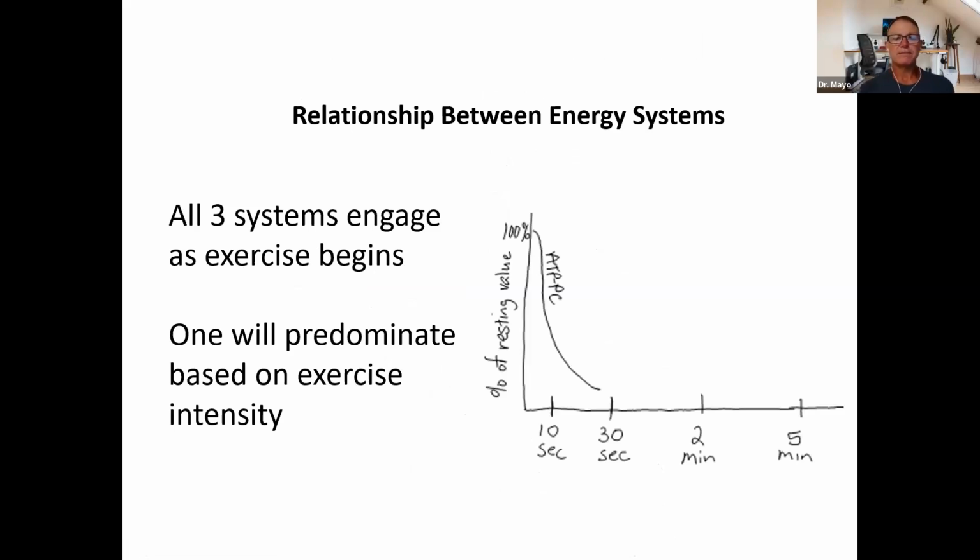And one of the most important things to share with you here is, as you're looking at these energy systems, as you start to exercise, all 3 of these energy systems want to engage. But the problem is that really only one of them is going to be the predominant energy system. And in the chat, I want to hear this. Type it in. What determines the energy system that you're using? What's the major factor? Yes, thank you, Ella. Yes. One will predominate based on exercise intensity.